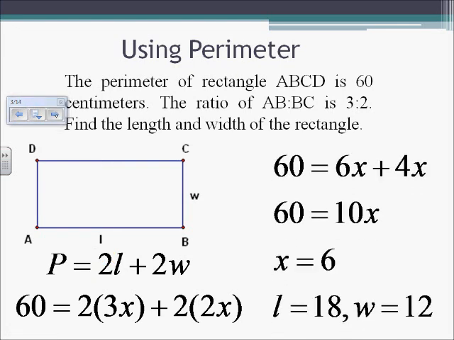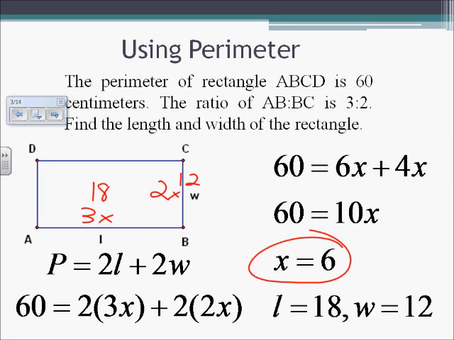Simplifying that algebraically, I end up with 60 is equal to 6x plus 4x, 60 is equal to 10x, and then solving, x is equal to 6. So to find the length and the width of the rectangle, I'll simply take my 6 and plug it back in for my sides. I have 3x here, 2x there, so I have 18, and I have 12.